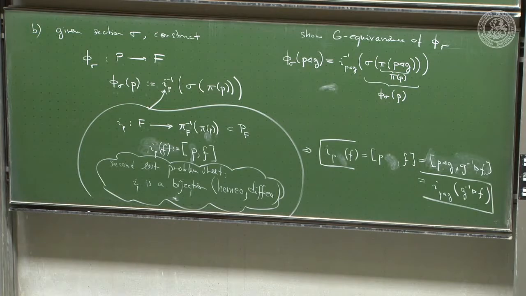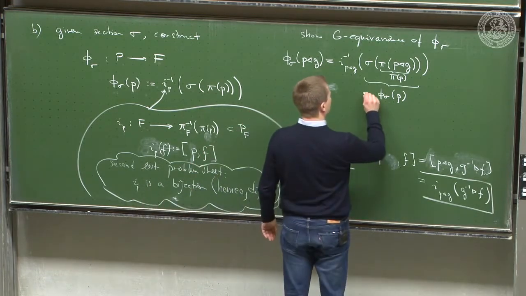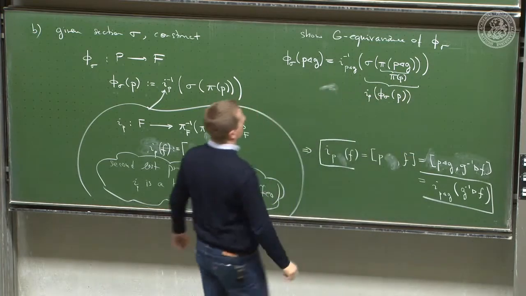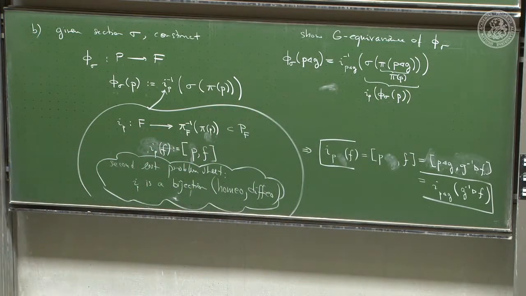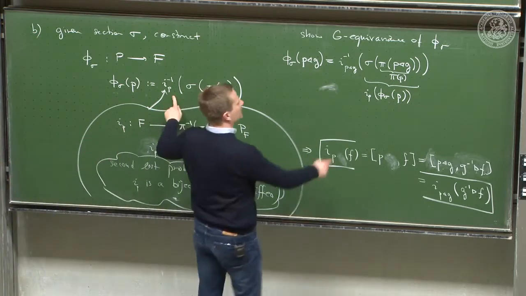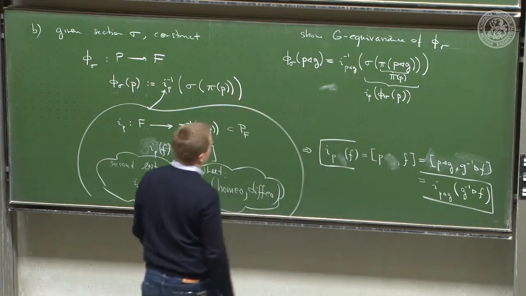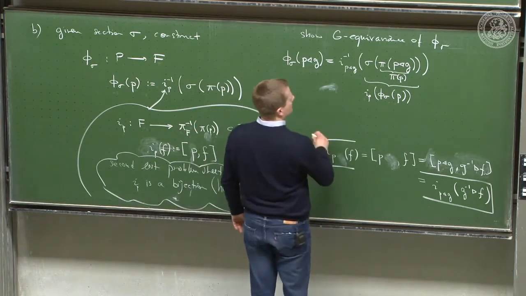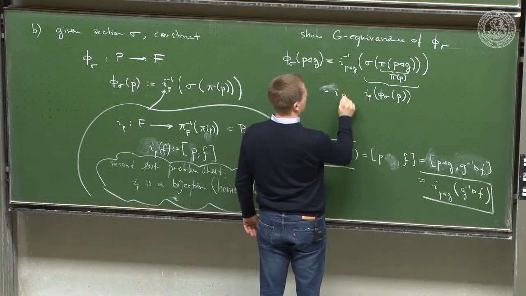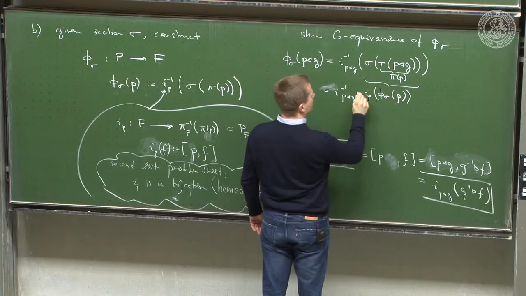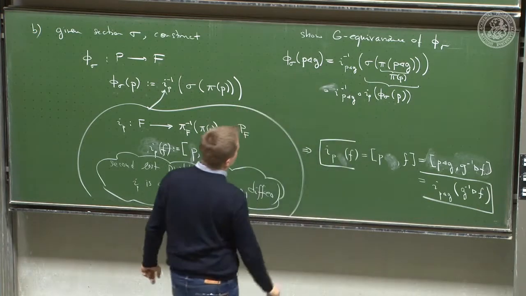Pardon me? No? Yes, it's the IP of this, because phi sigma of P is IP inverse of this whole thing, so this is the IP of this. Okay, thank you. So what we have in total is IP acted upon from the right inverse after this IP.